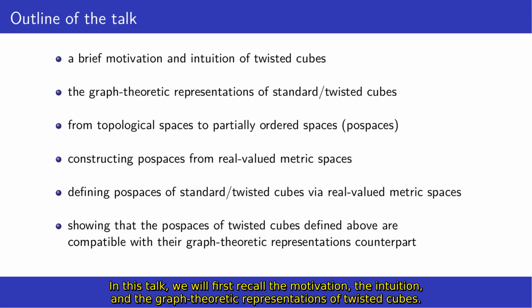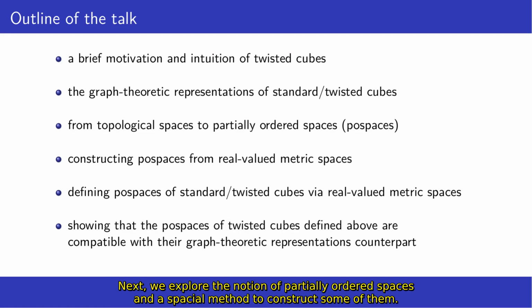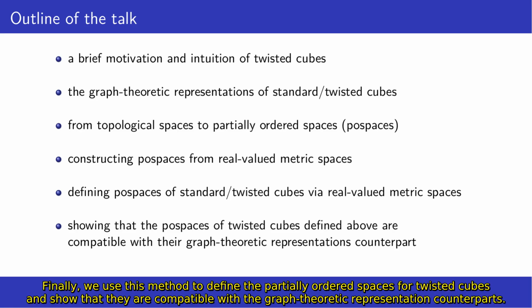In this talk, we will first recall the motivation, the intuition, and the graph-theoretic representation of twisted cubes. Next, we explore the notion of partially ordered space and a special method to construct some of them. Finally, we use this method to define the partially ordered space for twisted cubes and show that they are compatible with the graph-theoretic representation counterpart.